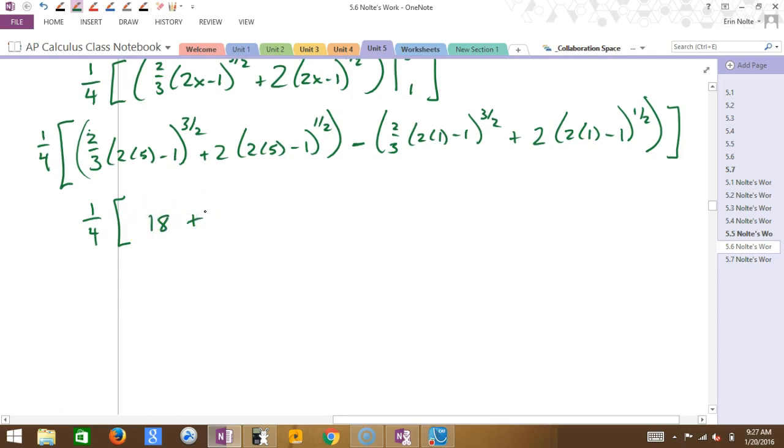Okay, so then I have 10 minus 1 is 9. 9 to the 1/2 is 3. 3 times 2 is 6. Then minus, I have 2 minus 1 is 1. 1 to the 3/2 is 1. 1 times 2/3 is 2/3. I'm distributing the minus, so my last term is going to be minus. 2 minus 1 is 1. 1 to the 1/2 is 1. 1 times 2 is 2.